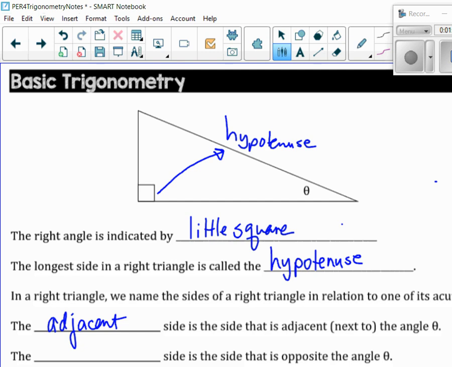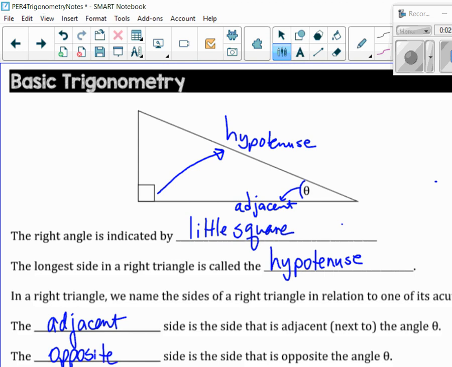Okay, so let's go back to what the adjacent side is. The adjacent side is the side that's right next to theta. So would it be that side or this side? Right here, yeah, that's adjacent. You did have a 50-50 guess. However, the definition of adjacent is right next to it. Here's my theta. That's right next door.